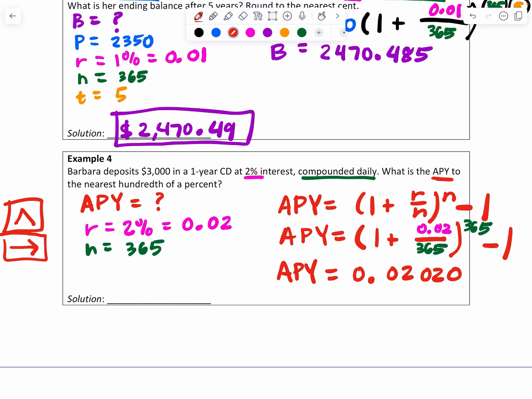Okay, so APY is a percentage. Remember, the P stands for percentage. So what I'm going to do is move my decimal 2 places to the right, or multiply it by 100. This would be 2.020%. Now, the instructions told me to round to the nearest hundredth of a percent. So hundredth, I want to include just 2 numbers after the decimal place. So my answer is 2.02%. And I believe that's the end of our notes.